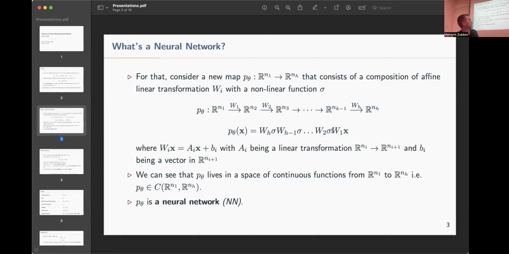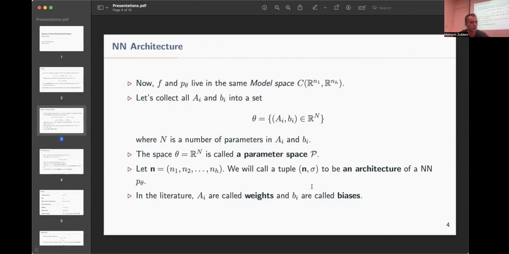So the idea is, you get your vector, you apply some linear transformation, do some shift, apply a nonlinear function, and repeat this over and over. Again, this p of theta and f are going to live in the same model space, so they're both continuous functions.